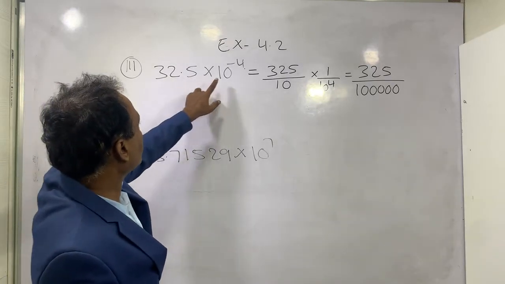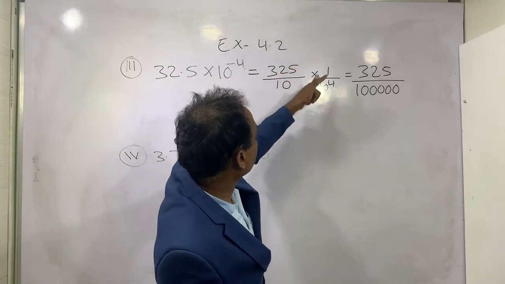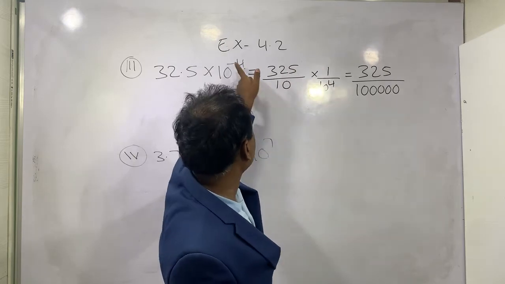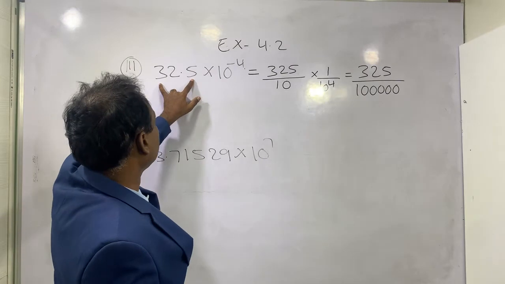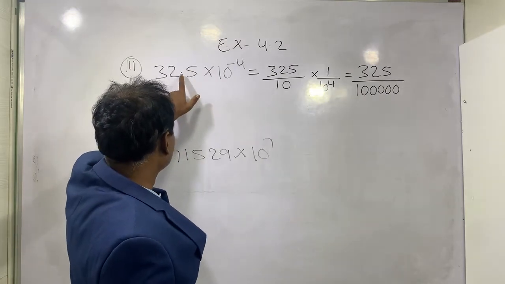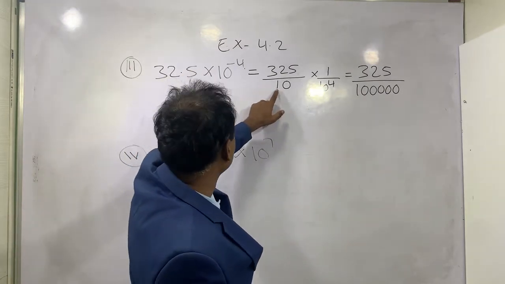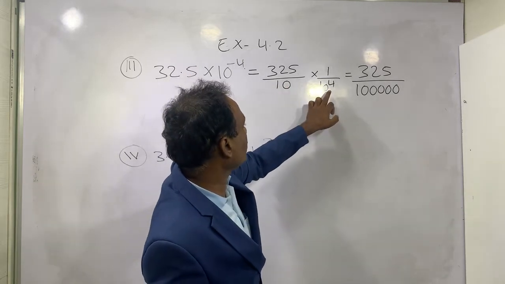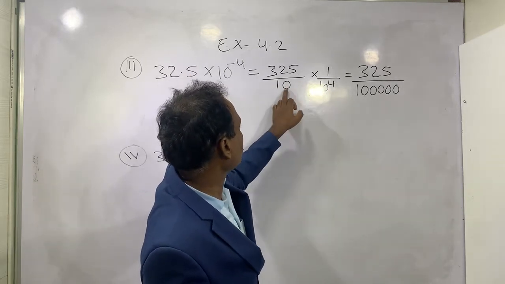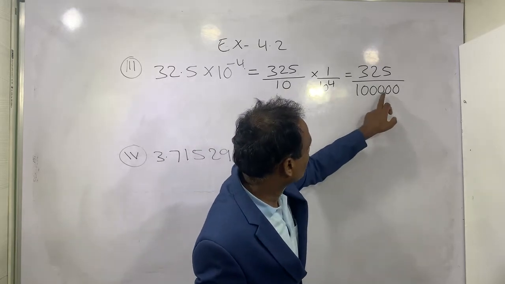See, 10 to the power of minus 4 I write in the denominator. Minus 4 will become plus 4. Over this 32.5, to remove the decimal, we have to write 1 after the decimal, 1 digit, so 10. Total, how many zeros? 10 to the power of 4 is 4 zeros, plus 1 zero, total 5 zeros. 1, 2, 3, 4, 5.